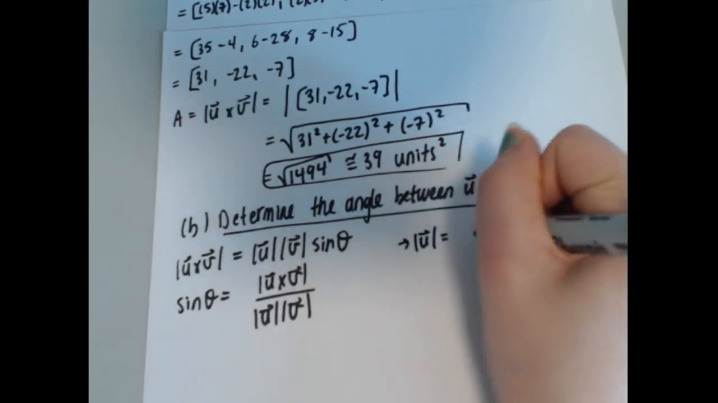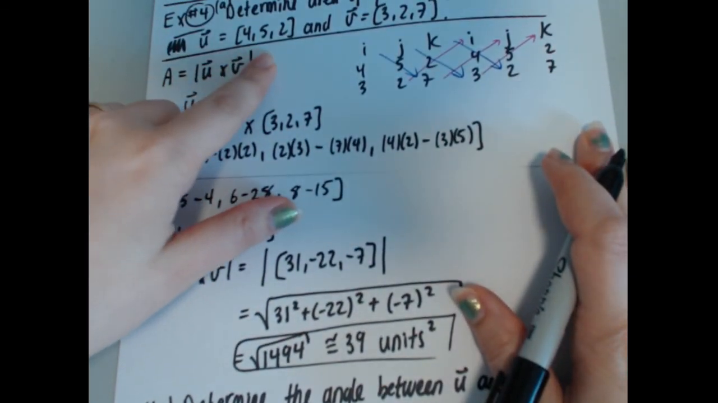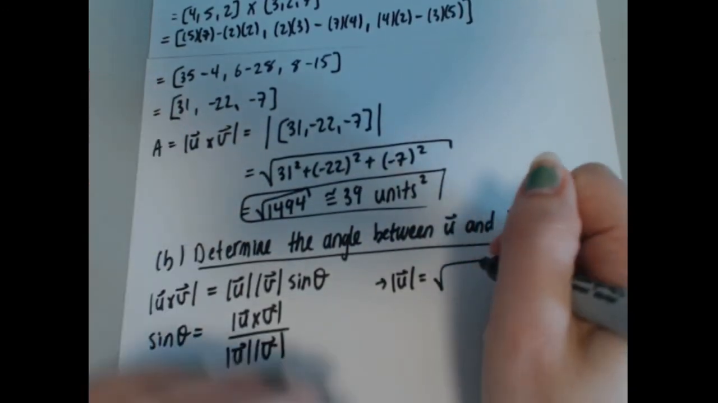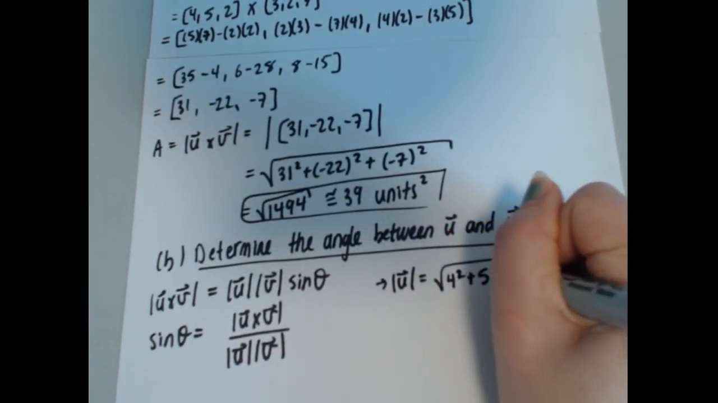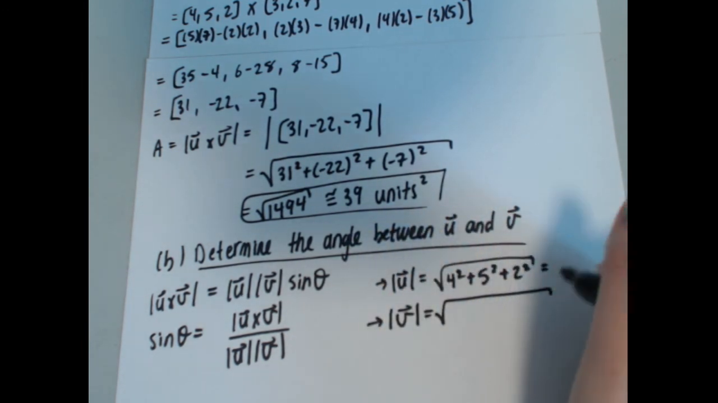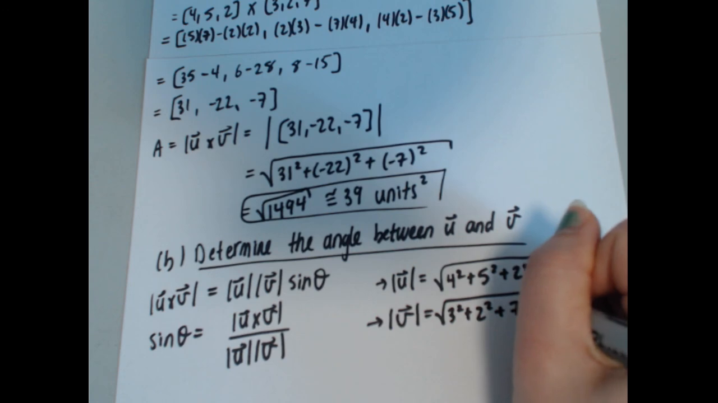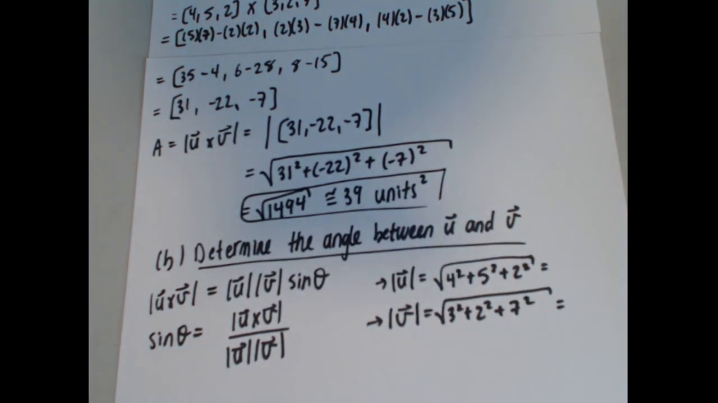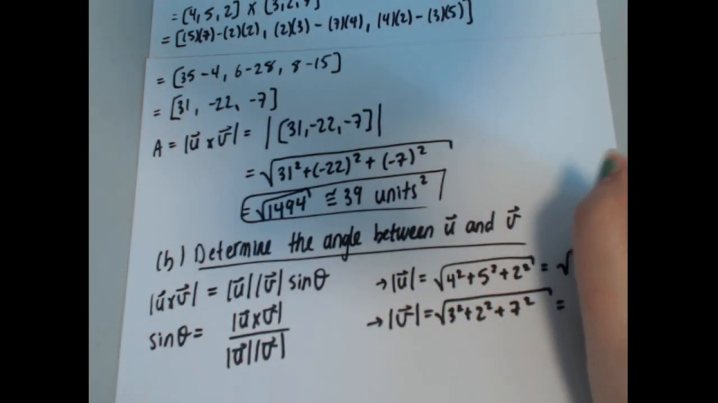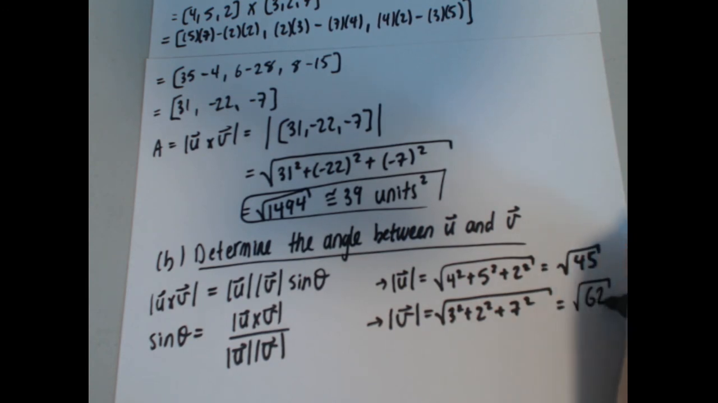So magnitude of u is going to be the square root of the sum of the squares of vector u, and vector u is right here, 4, 5, 2. So 4 squared plus 5 squared plus 2 squared. And magnitude of vector v is the same thing, just with the v components. So that's 3 squared plus 2 squared plus 7 squared. Okay, so 4 squared is 16, 5 squared is 25, 2 squared is 4. If you add all of those, you're going to get 45. So root 45. 3 squared is 9, plus 4, plus 49. That's going to be root 62.